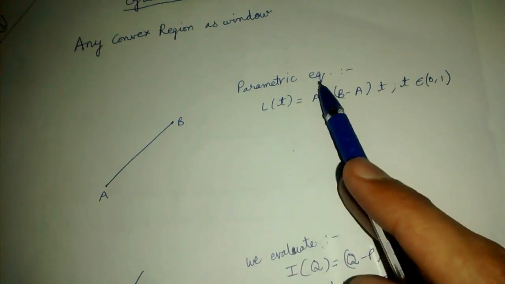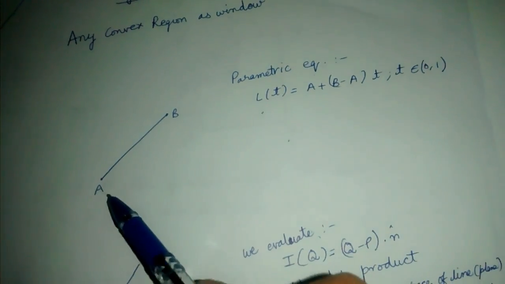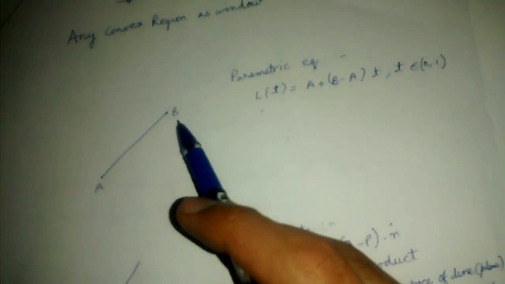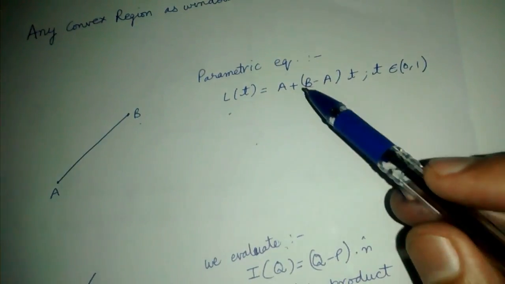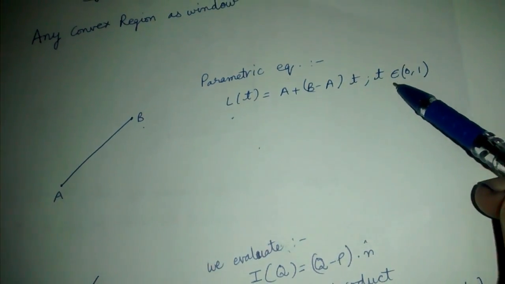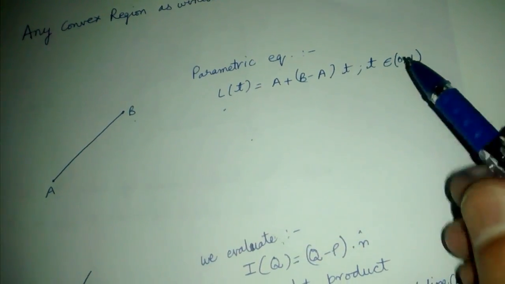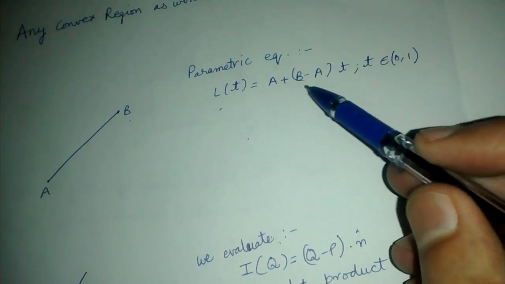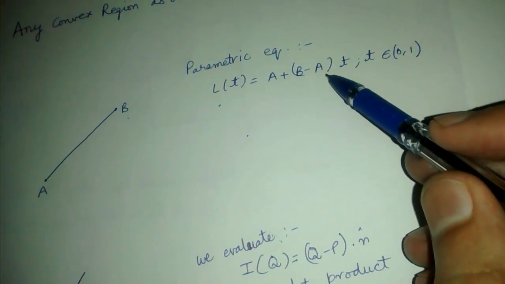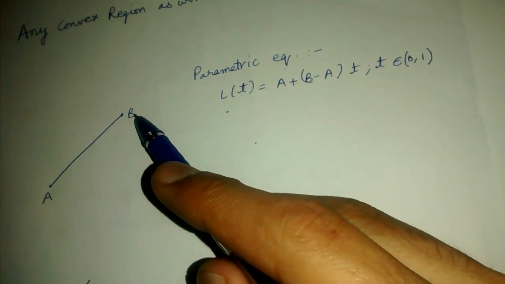Let's see the parametric equation of a line first. The line segment is given by joining two points A and B. The parametric equation is A plus (B minus A) multiplied by t, where t belongs to 0 to 1. If we put t equal to 1, this becomes A plus B minus A, which is equal to B. That is, we reach the last point on the line segment.